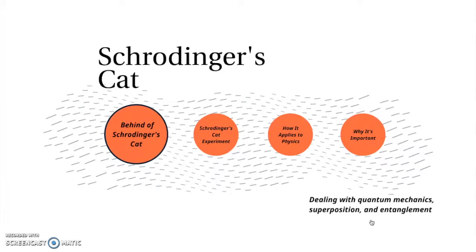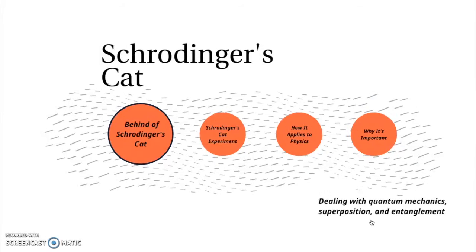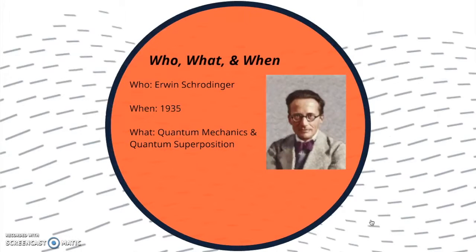Alright, so today we'll be discussing Schrödinger's cat. A little bit about the history of Schrödinger's cat: it was created by Erwin Schrödinger in 1935 and touches on the ideas of quantum superposition and quantum mechanics. Erwin Schrödinger was born in the late 19th century and was a Nobel Prize winning theoretical physicist.